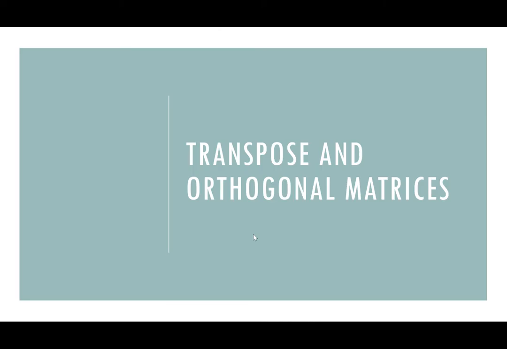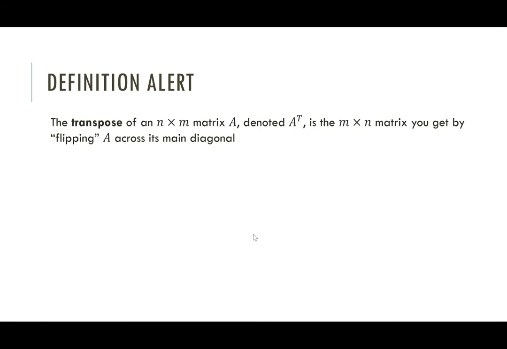Okay, so let's move on to this idea of the transpose and see how that relates to orthogonal matrices. All right, the definition. Given an n by m matrix A, the transpose, denoted A transpose, is the m by n matrix you get by quote unquote flipping A across its main diagonal. So let's see what I mean here.